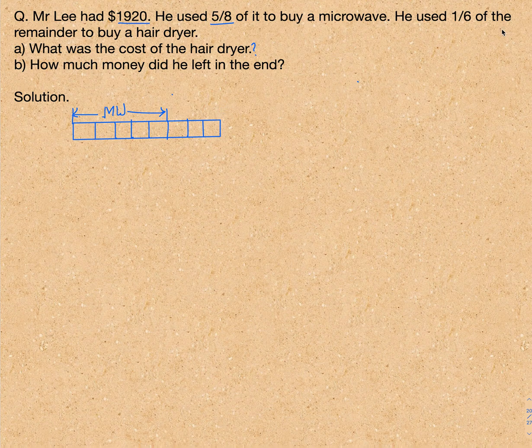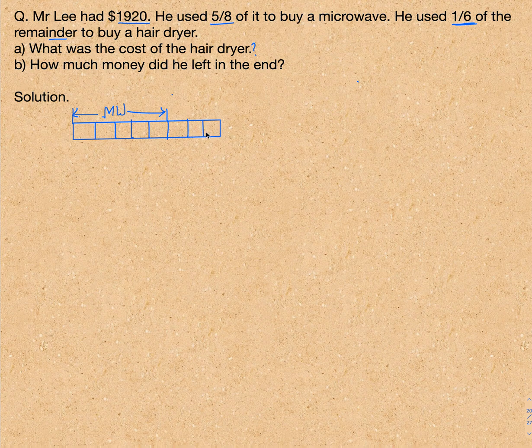Now let's read the question further. He used 1/6 of the remainder to buy a hairdryer. Now the problem is, we have here only 3 units. How do we take 1/6 of it? 1/6 means out of 6, 1. But here we have only 3. So what can we do?